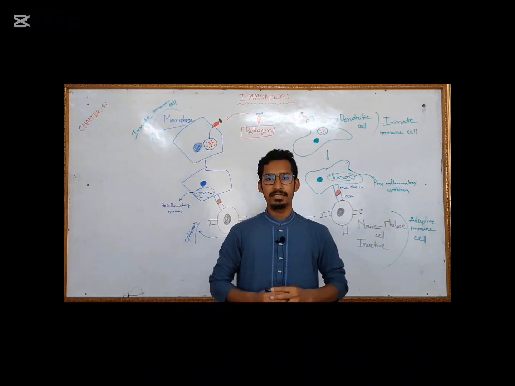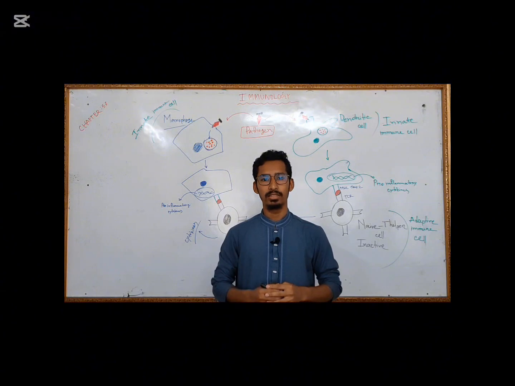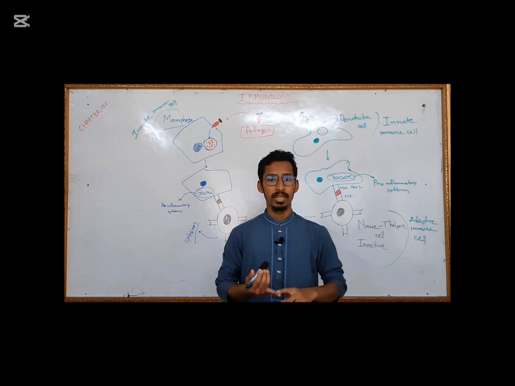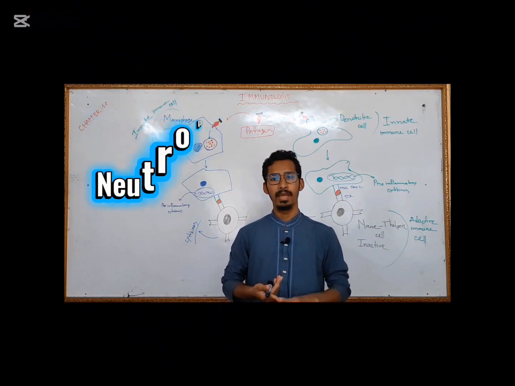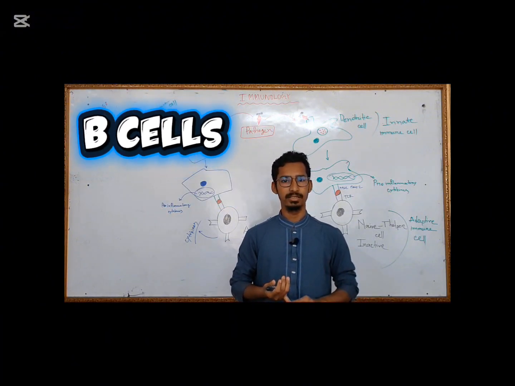Today I will discuss the relation between the innate system and the adaptive system. In the previous lecture I discussed innate immunity and adaptive immunity, and we know what innate immune cells and adaptive immune cells are. Innate immune cells include dendritic cells, macrophages, natural killer cells, and neutrophils, and adaptive immune cells have only two cells, B cells and T cells.